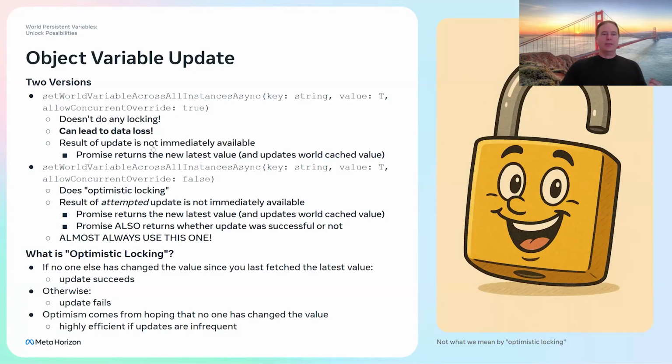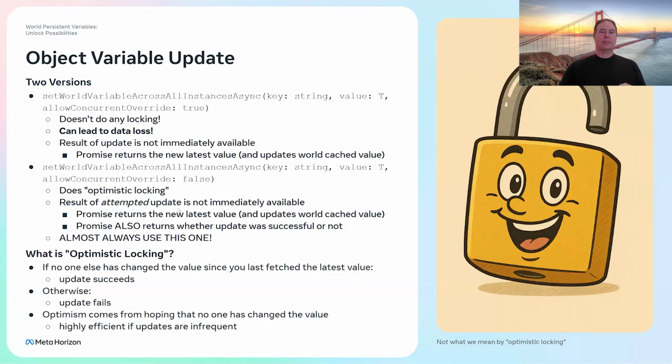The new API that we got recently is, again, the same name, same signature, but now this allow concurrent override of false means that it no longer allows two different instances to write the same value at the same time. It does this through something called optimistic locking. So again, like the other version, the result of an attempted update is not immediately available.